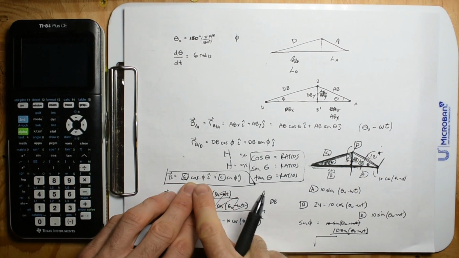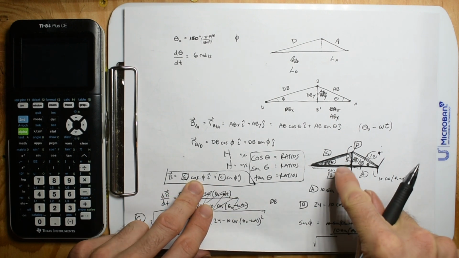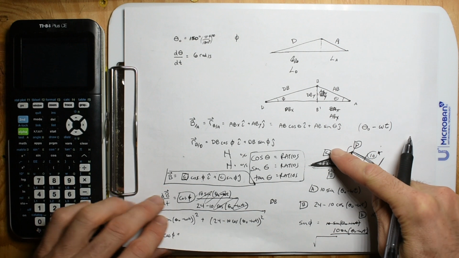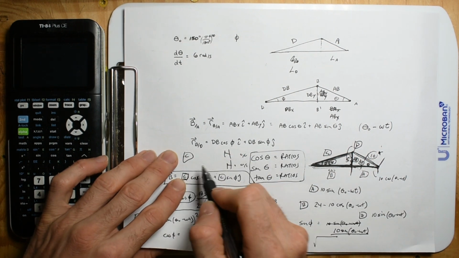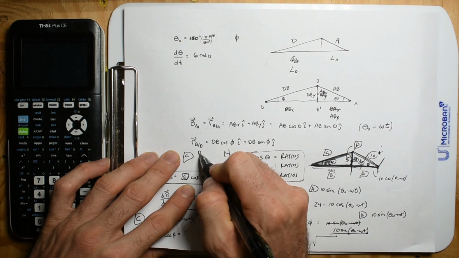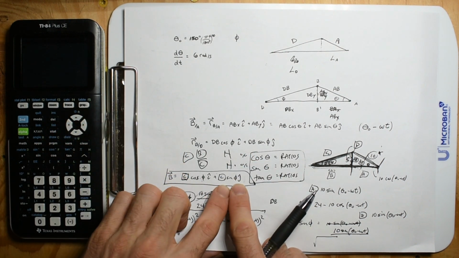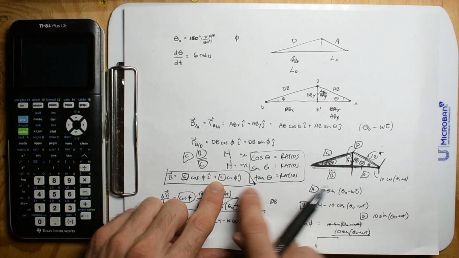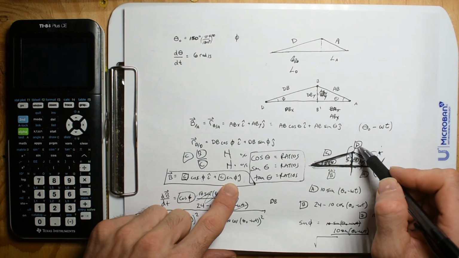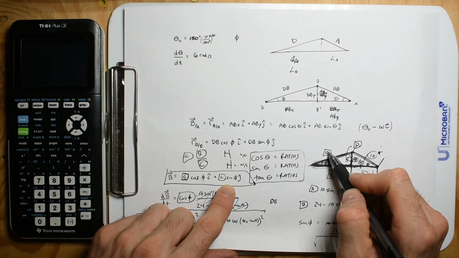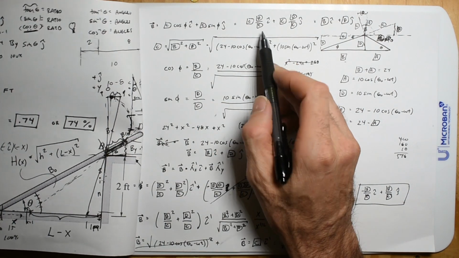So cosine of an angle is going to be B divided by C. So you're going to have C times B divided by C. Doesn't C just cancel? And the same thing here: you have C times sine of this angle, and you're going to have D divided by C. So we do that here.